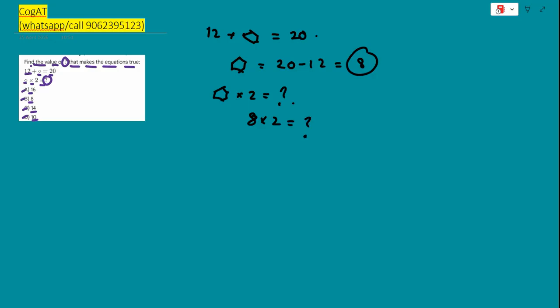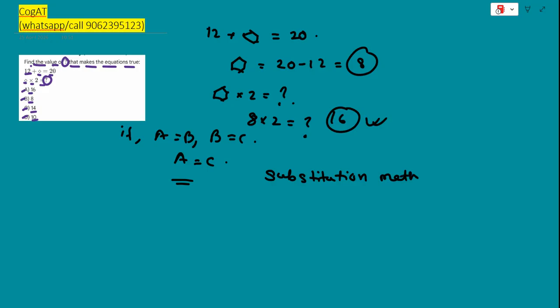Right? Now if you tell me this is 15, I might have to retire and become a professional pancake flipper. 8 into 2 is of course 16. Right? So in logic, if A equals B and B equals C, then definitely A is equal to C. Here we use the substitution method. Once we define the value of the symbol in step 1, the value stays constant throughout the entire problem. So in CogAT, consistency is the king.